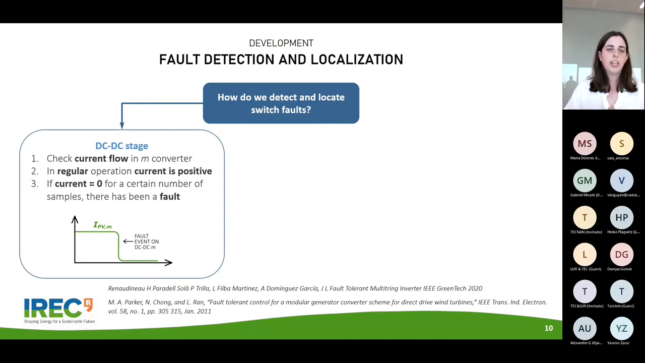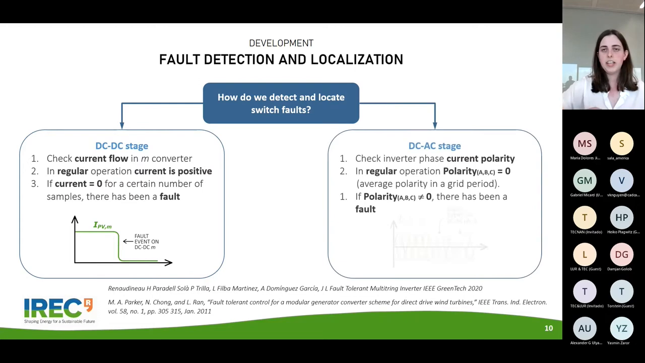For instance, in the case that we're seeing in the picture, from a constant current there would be a sudden drop, and the current would be zero from that moment on. So we would know that there had been a fault in that certain converter.